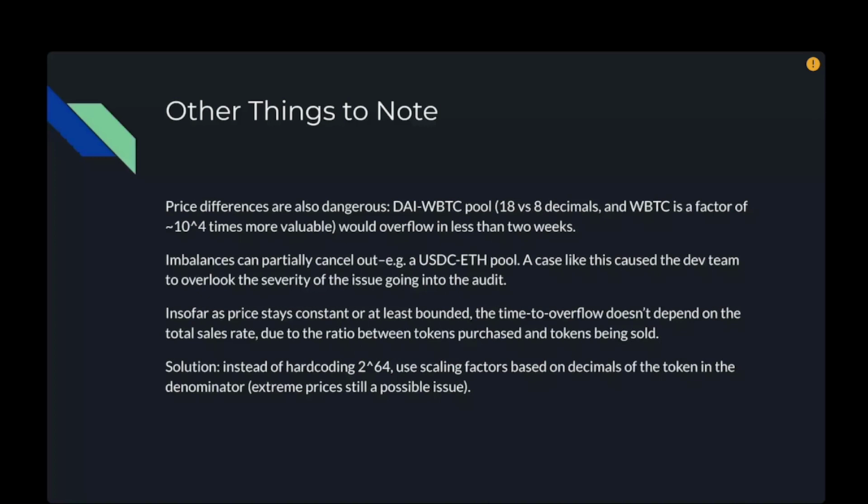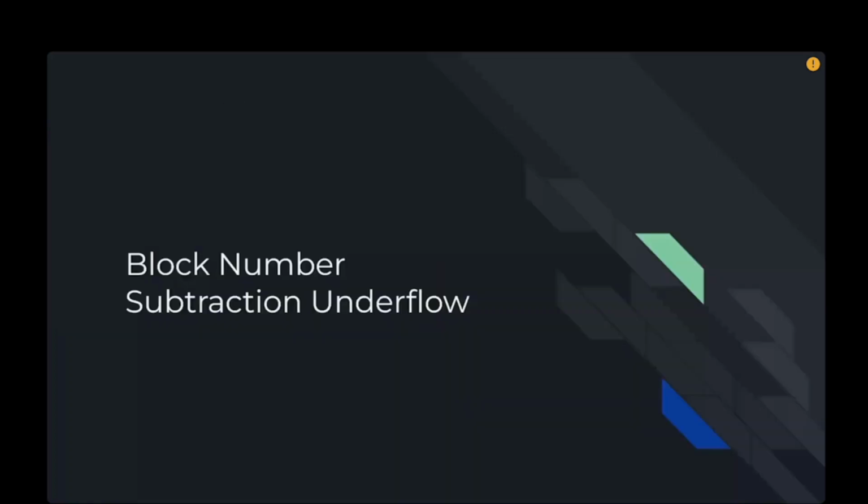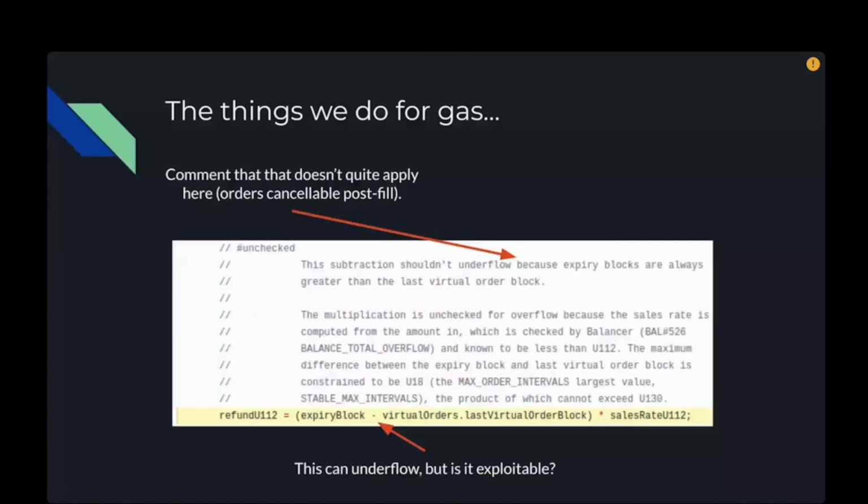Let's talk about something that was an issue but was actually proven to not lead to any vulnerability. This is the underflow in this little subtraction here. There's a comment here that hopefully explains why it can't underflow, but it actually can. This is in the logic for canceling a long-term order, and it turns out you can cancel an order after it's been completely filled, which does lead to this underflow here.